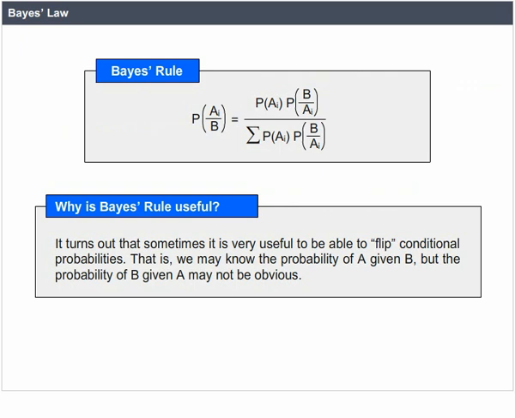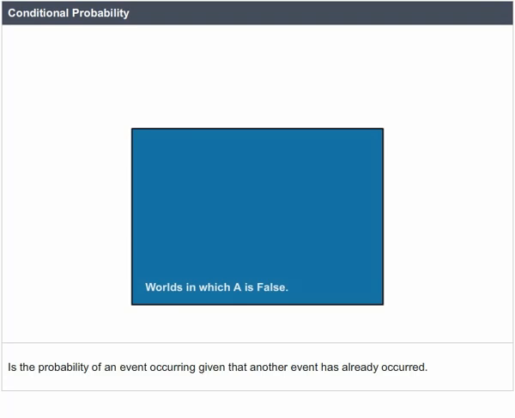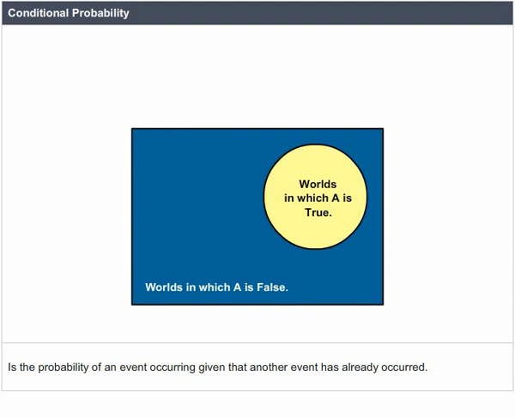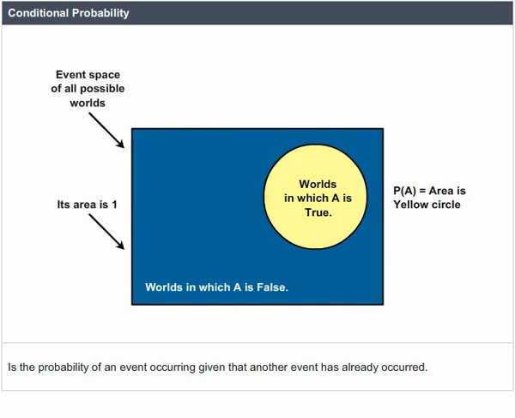That is, we may know the probability of A given B, but the probability of B given A may not be obvious. Conditional probability is the probability of an event occurring given that another event has already occurred. Worlds in which A is false, worlds in which A is true. P of A is equal to the area of the yellow circle, its area is 1. Event space of all possible worlds.